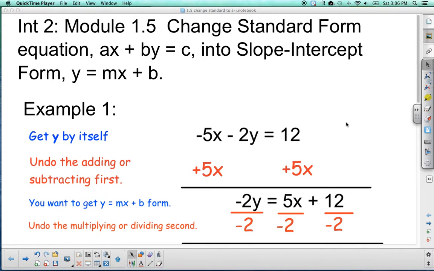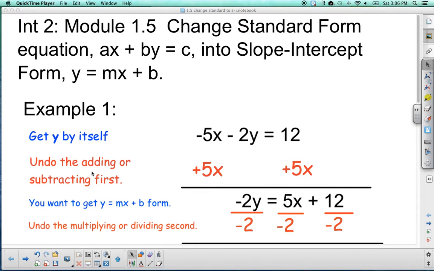Today we're going to work on changing standard form equations in the form ax plus by equals c into slope-intercept form equations, which is this y equals mx plus b. My first example for you is this equation, negative 5x minus 2y equals 12. Your goal is to get y by itself. I've put the rules over here for you so that you can follow as we go.